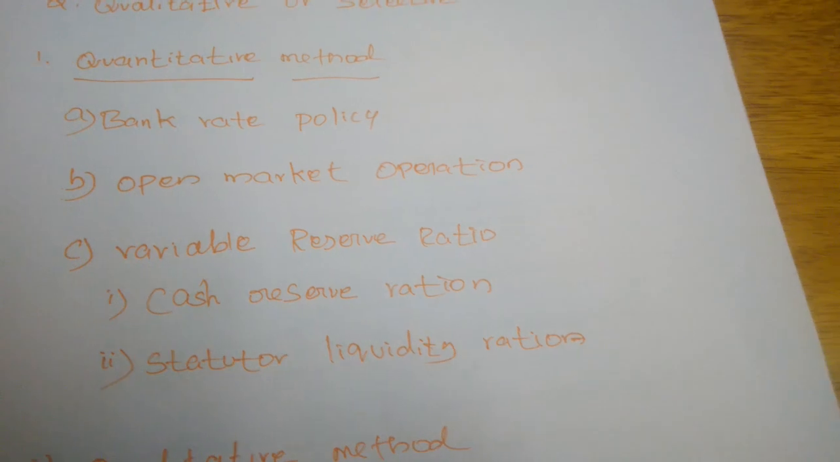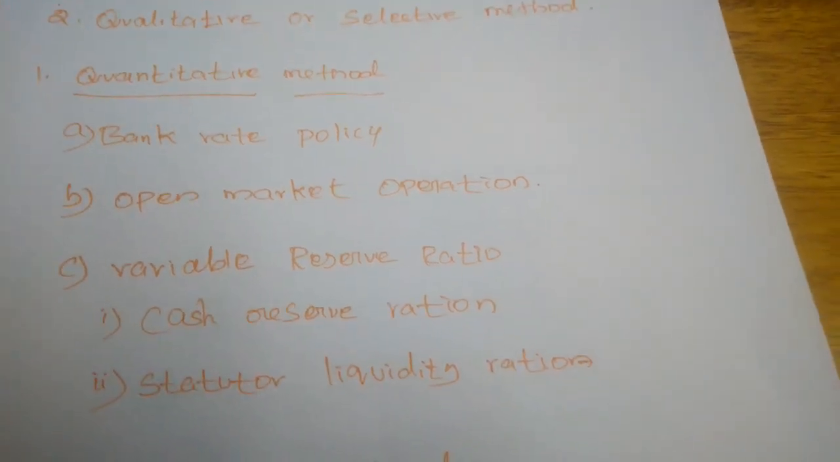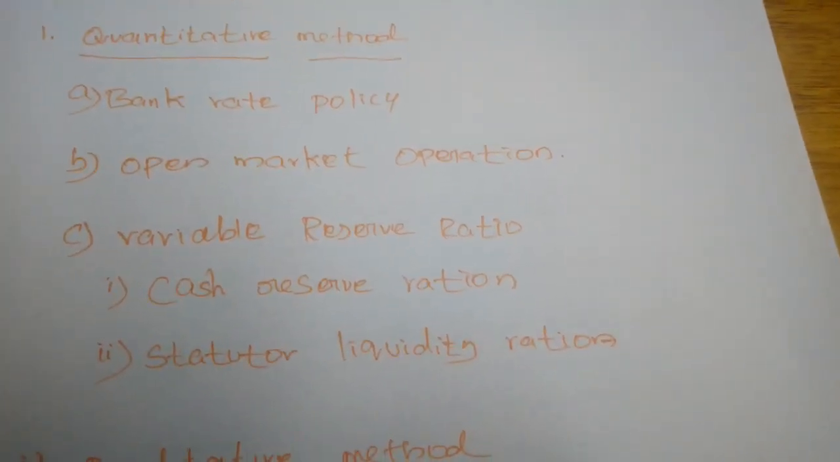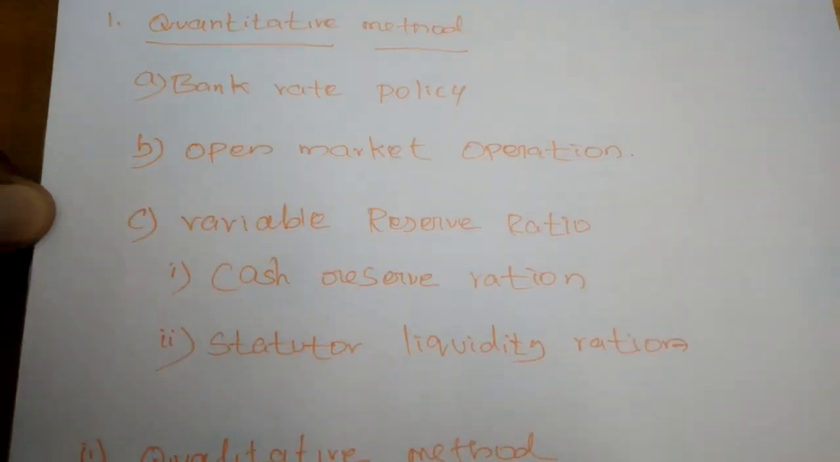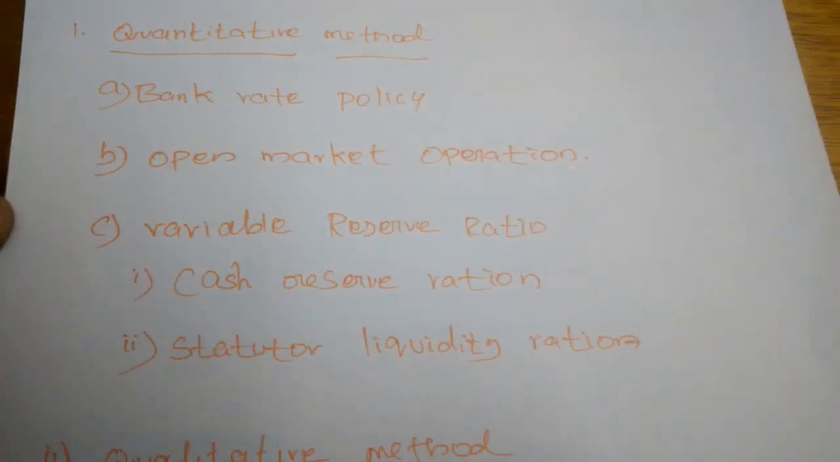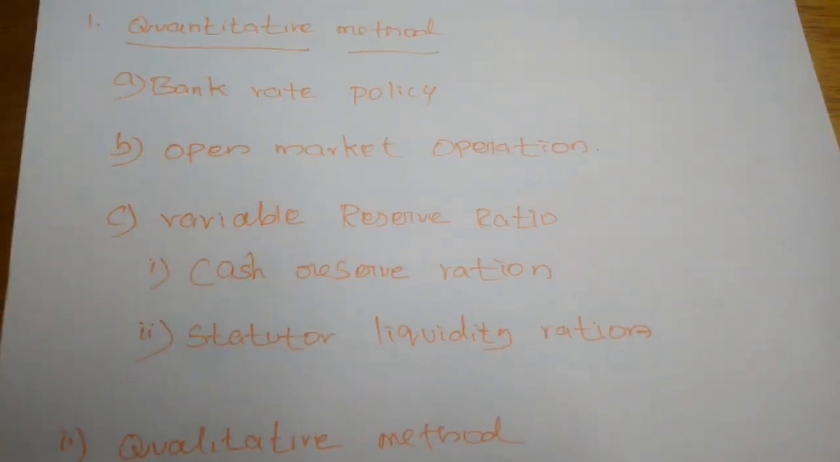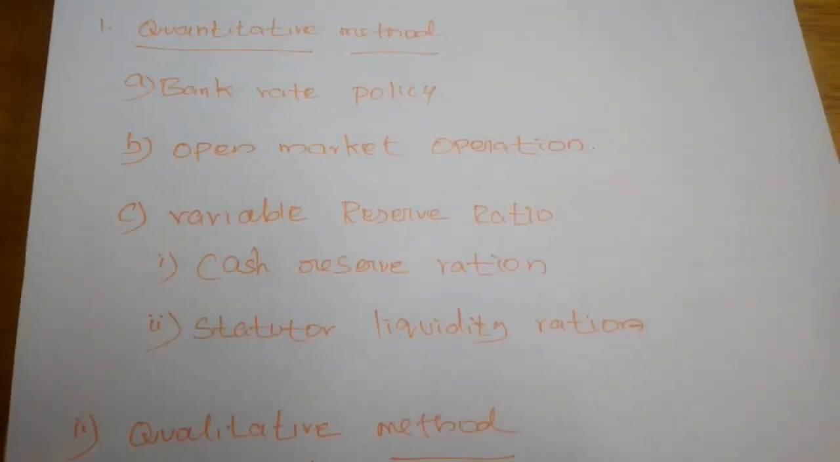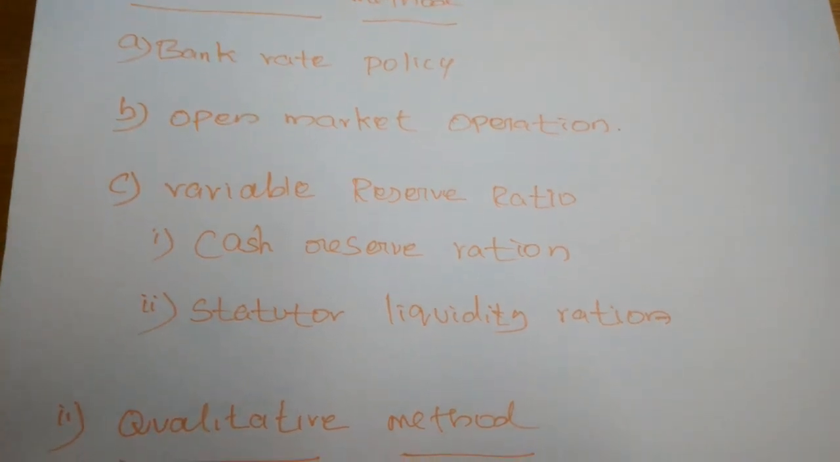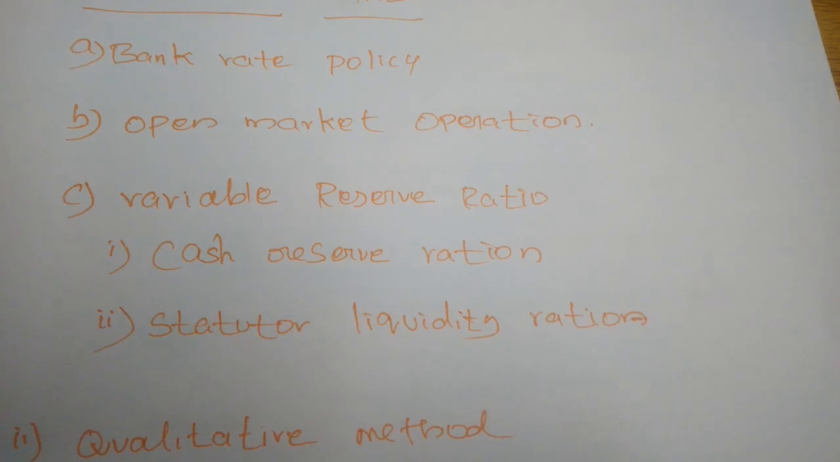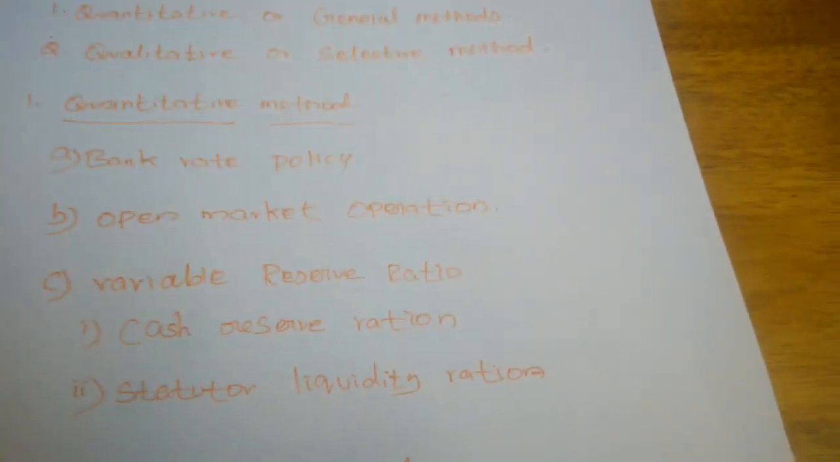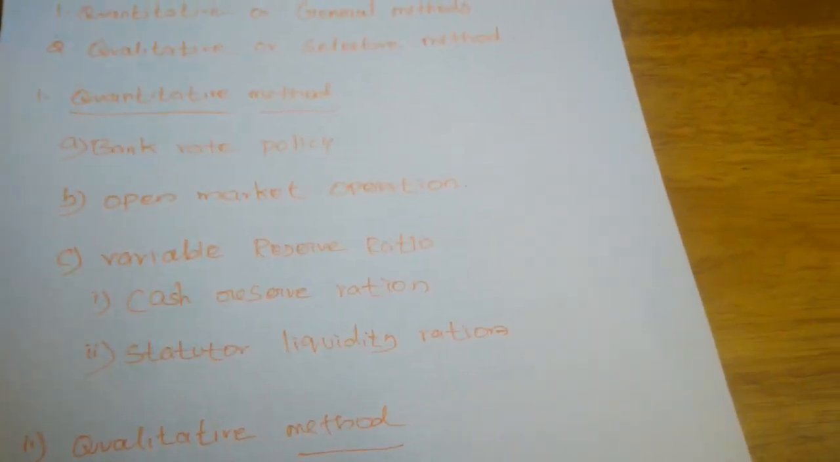Okay students, I think it's enough. So today we have studied the credit control measures. In these credit control measures, we have studied the quantitative methods only. By way of fixing the quantitative measures, we can bring about credit control. So if you have any doubt, please ask me, and just take this portion as your study portion. Thank you.